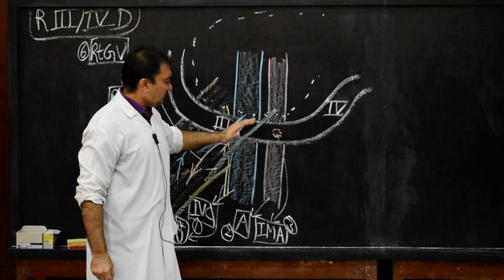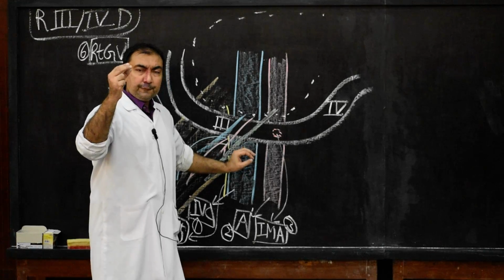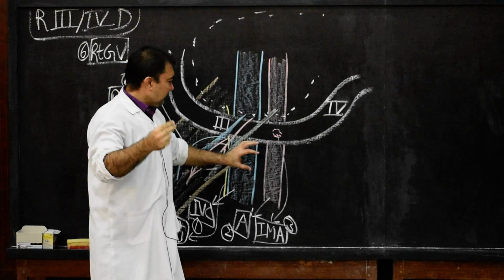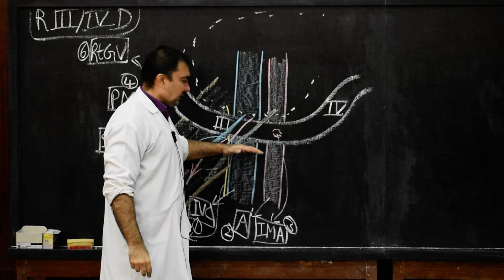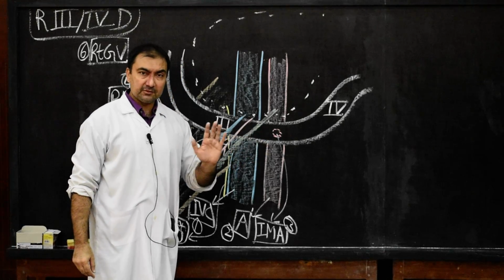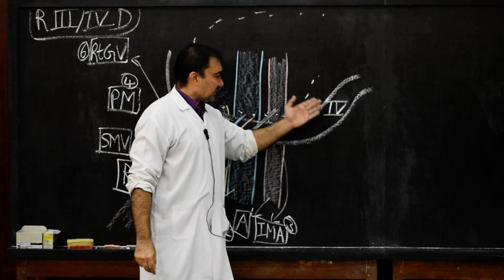What about inferior relation? Few coils of jejunum. There will be few coils of jejunum which will form the inferior relation of the third part. That is all. Now we move to the fourth part.